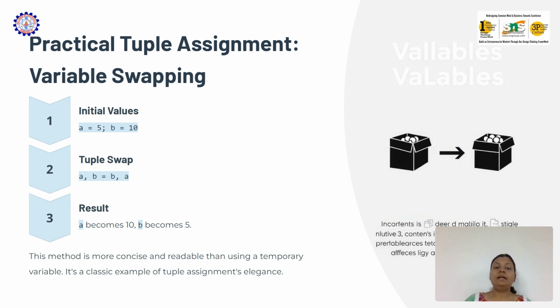Practical tuple assignment: variable swapping. Initial values: a equals 5, b equals 10. Tuple swap can be achieved by a, b equals b, a. The result is a becomes 10 and b becomes 5. This method is more concise and readable than using a temporary variable. It is a classic example of tuple assignment's elegance.